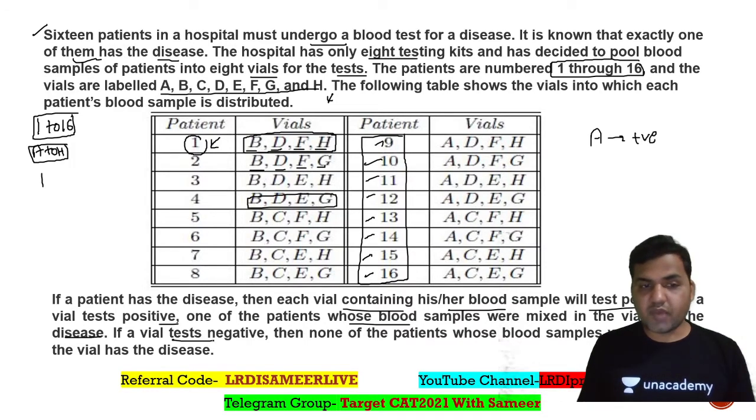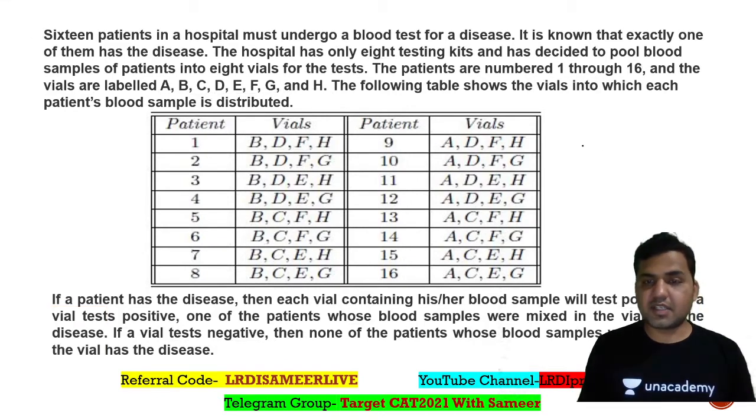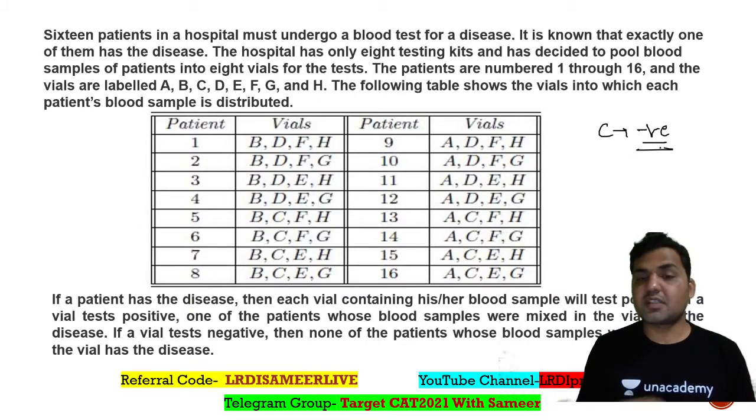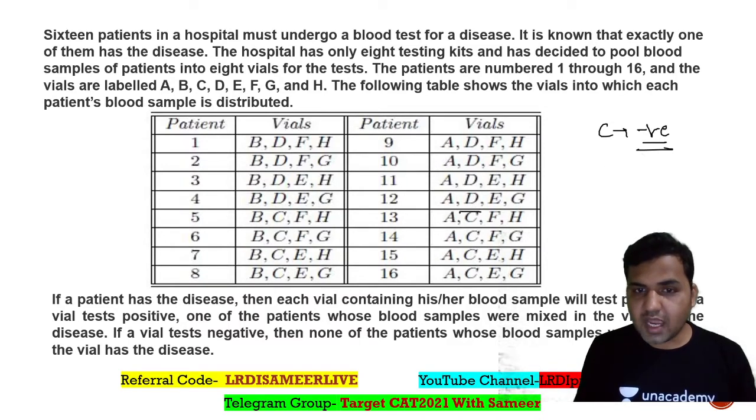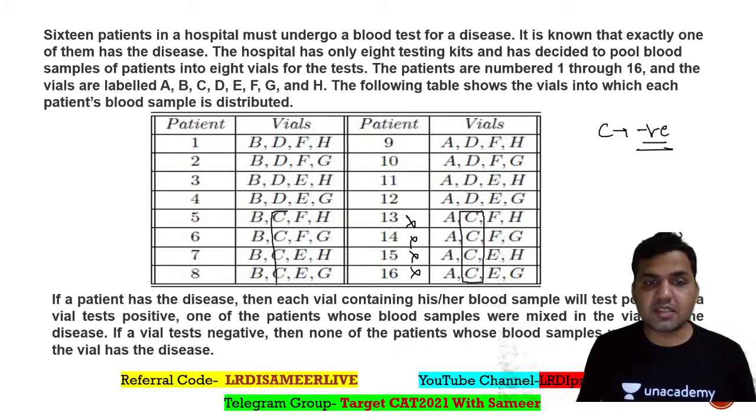Now the question says if a vial tests negative, then none of the patients whose blood samples were mixed in the vial has the disease. For example, let's say the result of vial C is negative. If the result of vial C is negative, that means all those patients whose blood is present in vial C will not have the disease. Let's see that in vial C, 13, 14, 15, 16 all have blood. If C is showing a negative result, that means these 4 patients do not have the disease. Also, you can see that 4, 5, 6, 7, 8 also have blood in vial C, so they will not have the disease, right?